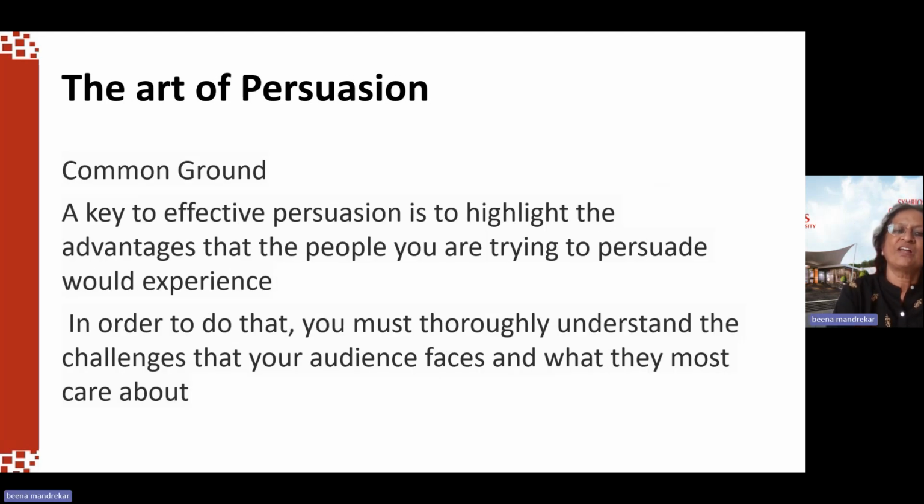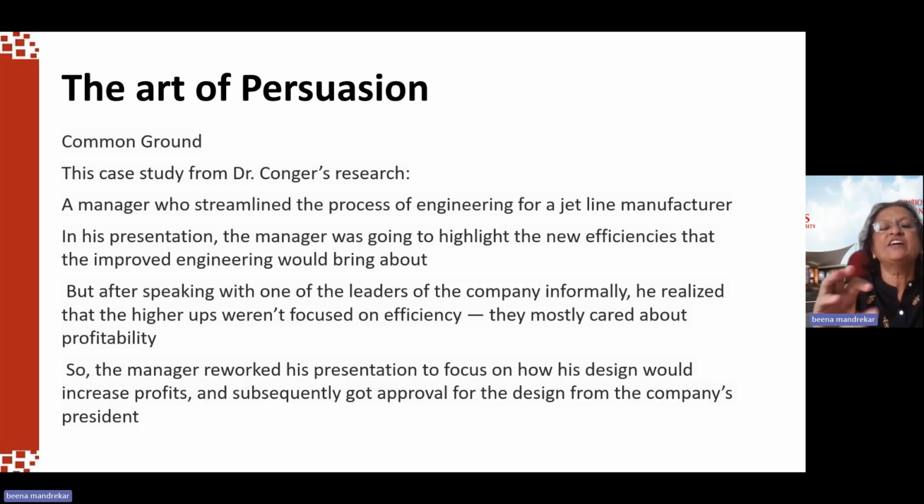Common ground. A key to effective persuasion is to highlight the advantages that the people you are trying to persuade would experience. In order to do that, you must thoroughly understand the challenges that your audience faces and what they care about. Both of you must be on the same page. You can't say, okay, this is what you will get if you buy my product, and that person is thinking about something else completely different. You can't be on two different pages. There has to be a common ground. Okay, here is an example.